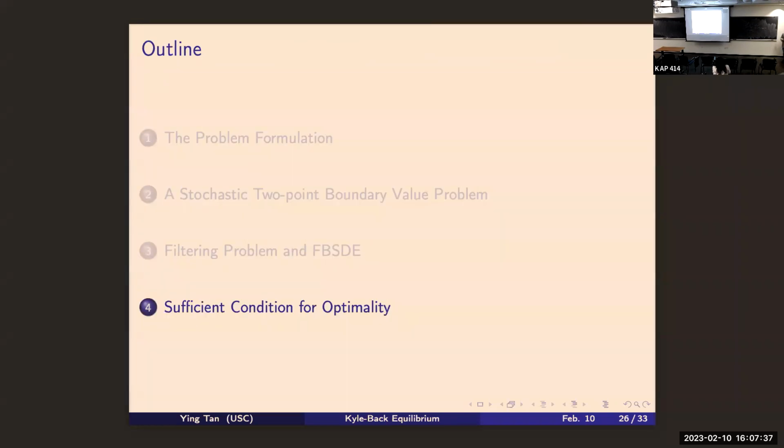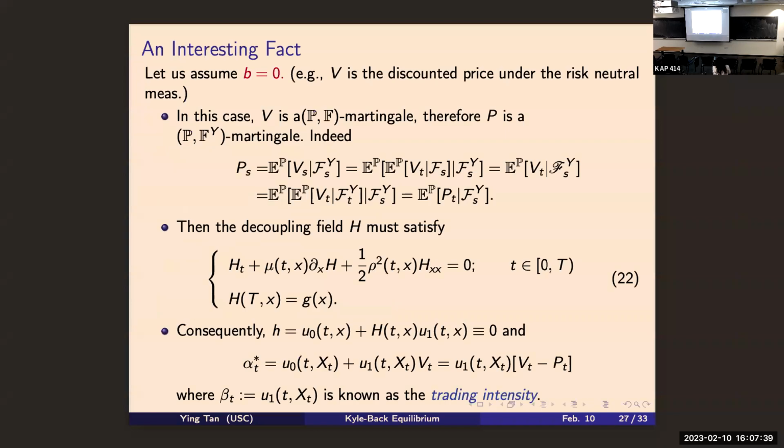So now, the last thing is, we have the alpha star, which solves the 2-point boundary value problem, and we have determined the function H. So the last thing is to show that the alpha star from that problem indeed maximizes the wealth.